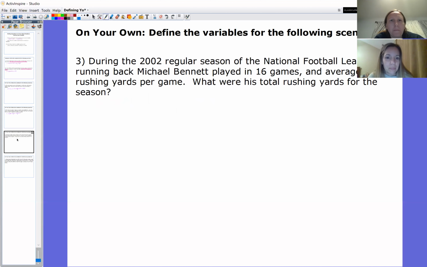Okay, question 3. During the 2002 regular season of the National Football League, running back Michael Bennett played in 16 games and averaged 81 rushing yards per game. What were his total rushing yards for the season? So again, I'll give you a couple of seconds to define that variable. Try it on your own.